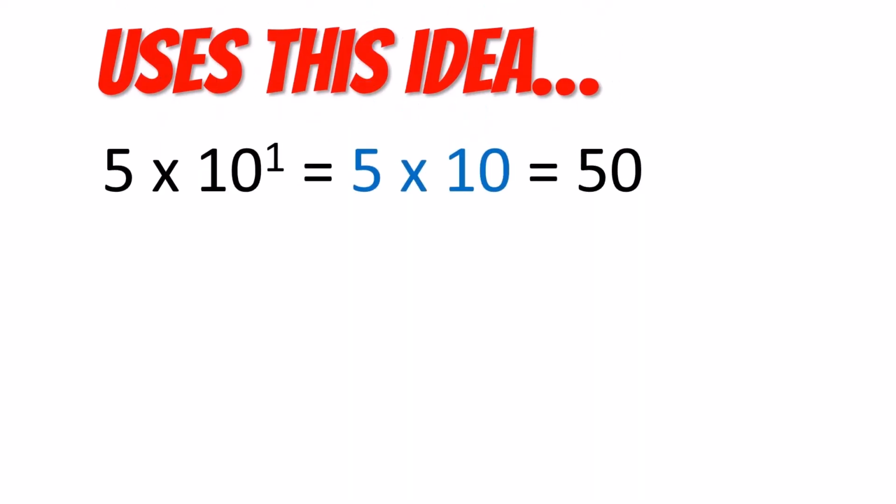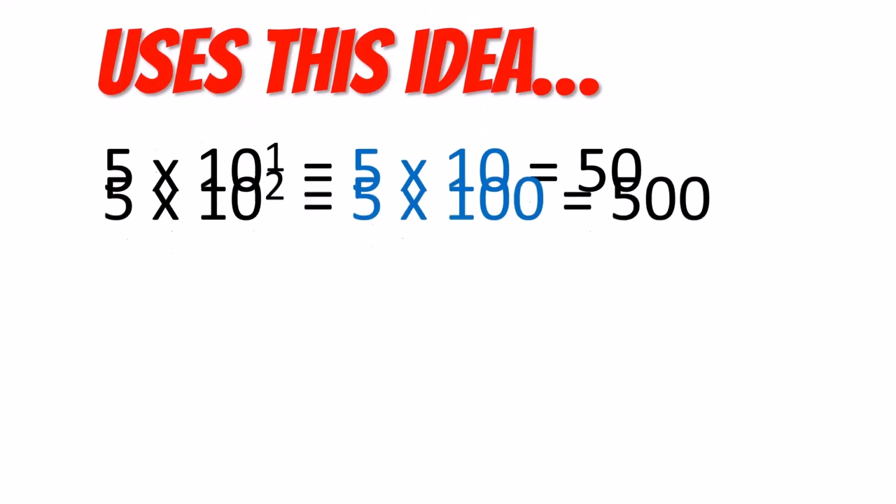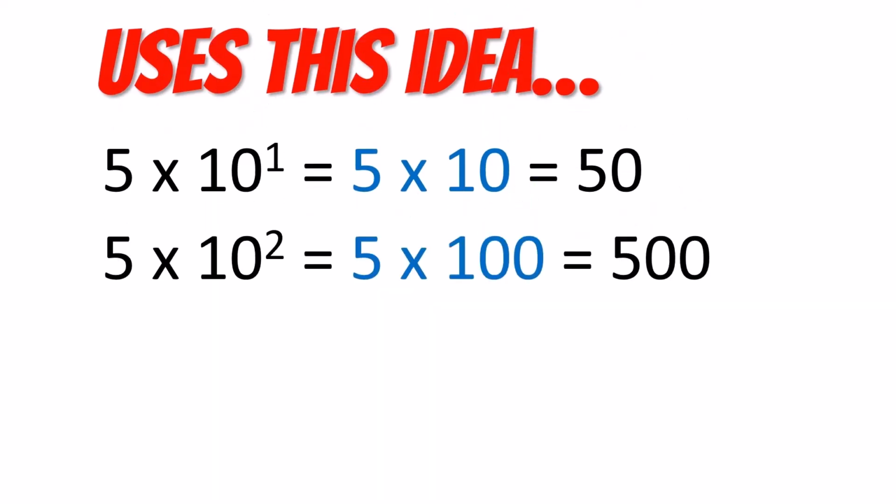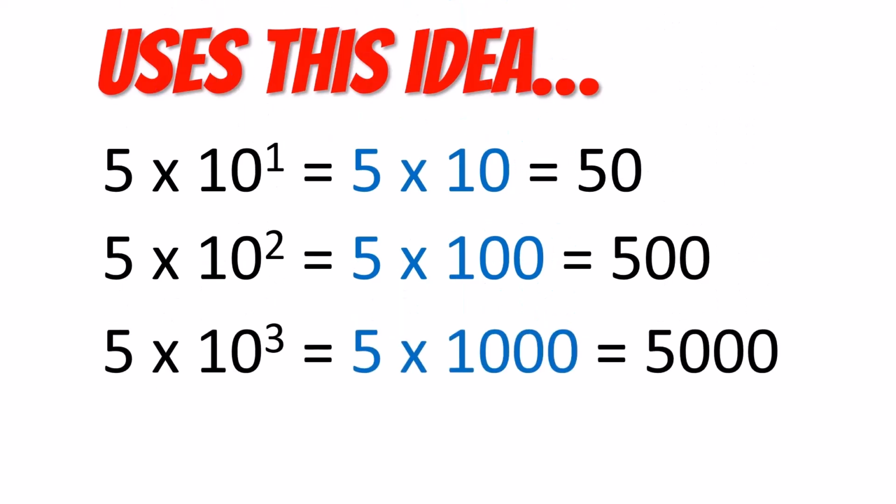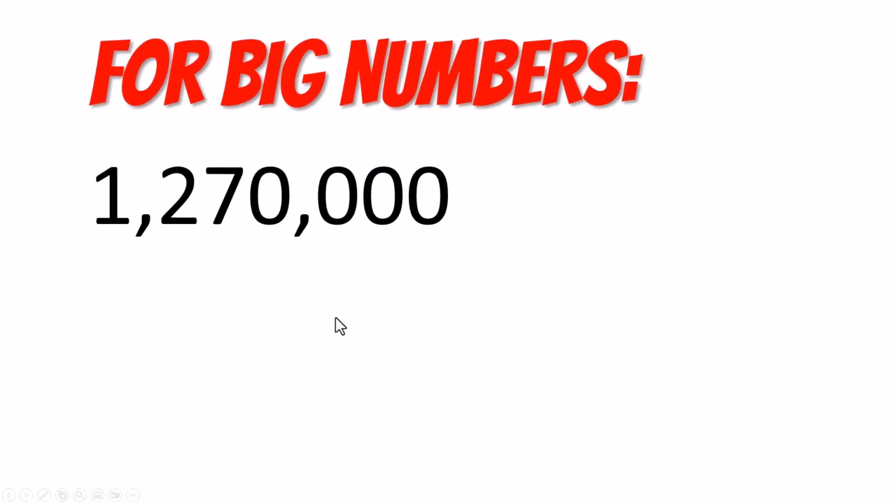It uses this idea. If you take a number, let's say 5, and take it times 10, which is 10 to the first power, you get 50. If I take that 5 times 100, which is 10 to the second power, I get 500. And if I take that 5 times 1,000, which is 10 to the third power, you get 5,000. As we increase these exponents on the 10, you're going to get bigger numbers. Let's look at big numbers first.